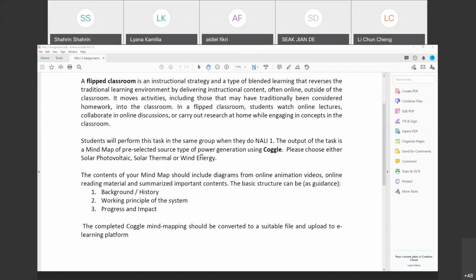Okay, and then maybe what is the first prototype for the wind energy system? Who is the first inventor and so on? Okay, and maybe where is the first installation and so on. It's up to you or your creativity. This is just a guidance. You can put many things inside your Google mind map.